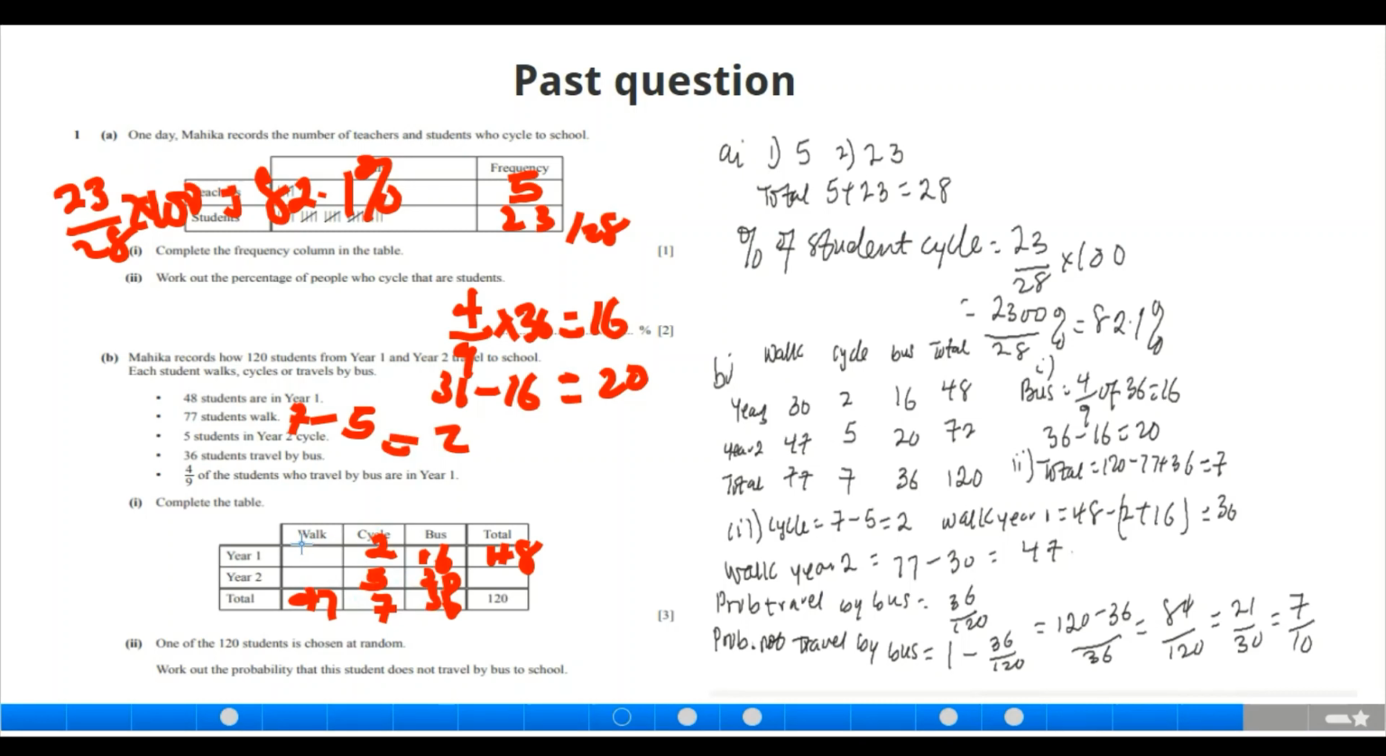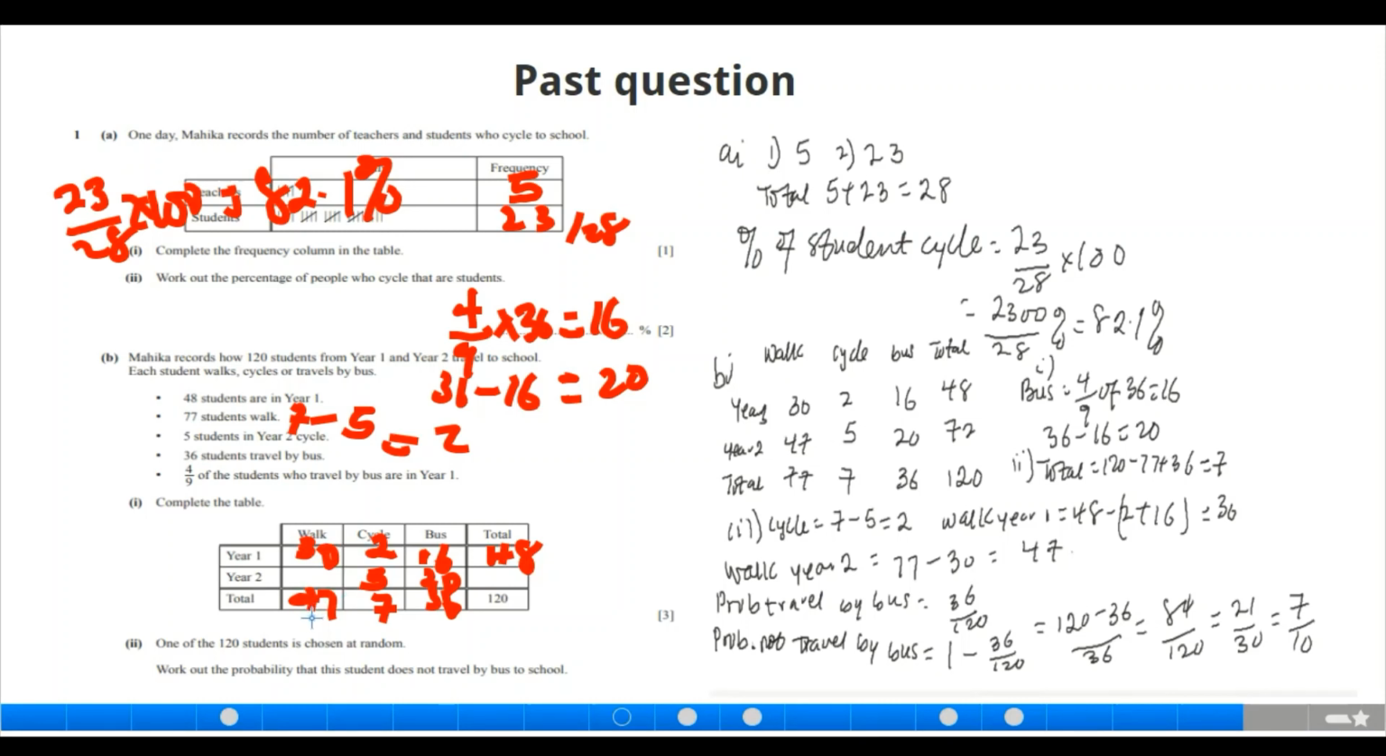Okay. Now we have gotten that. Let's know the number of students that work in year 1. We can easily get that by deducting 48 from 16 plus 2, which is 18. 48 plus 18 minus 48, that will give us 30. So 30 students actually work in year 1.